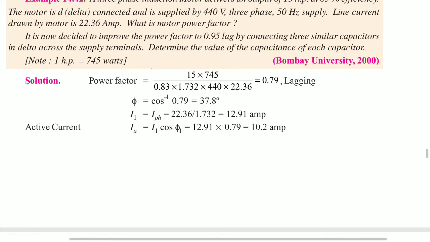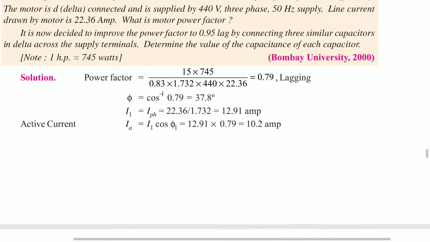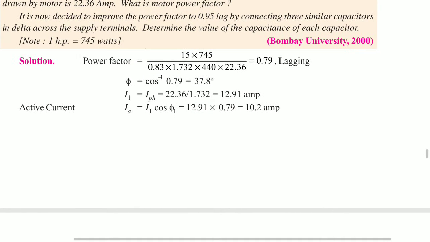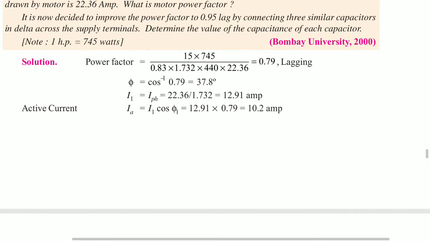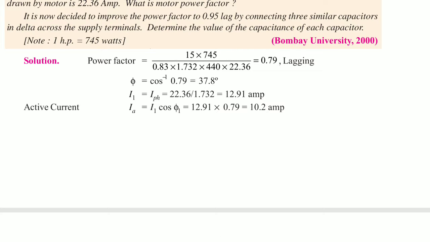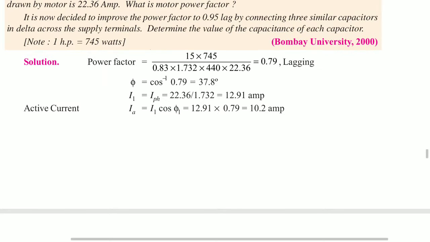Now I1 is equal to the phase current. We want the phase current, and what is given is the line current. Generally, phase current is equal to line current divided by root 3. So that is the formula applied here. 22.36 divided by 1.732, where 1.732 is the value of root 3, is equal to 12.91 amps.